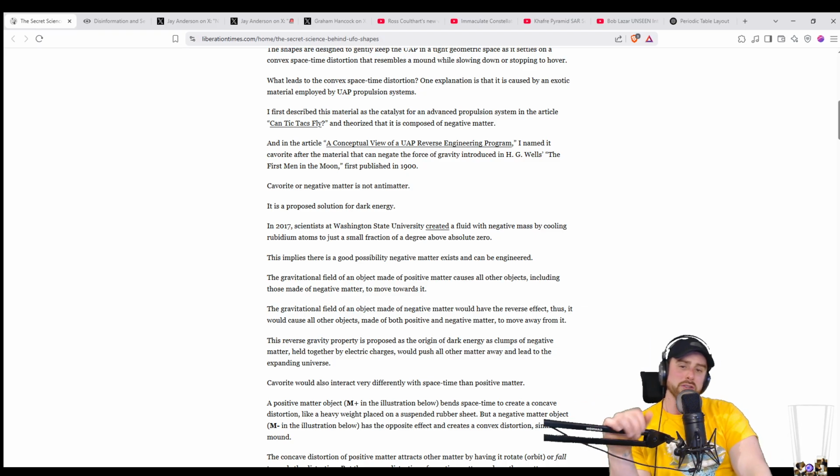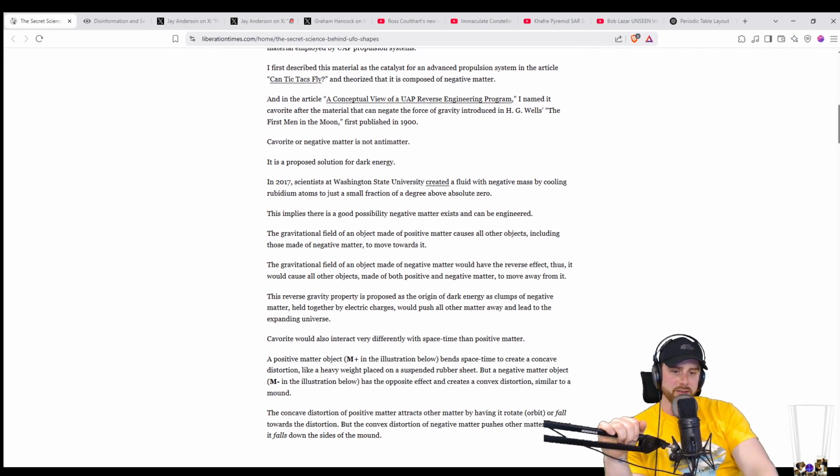The gravitational field of an object made of positive matter causes all other objects, including those made of negative matter, to move towards it. The gravitational field of an object made of negative matter would have the reverse effect. Thus, it would cause all other objects made of positive and negative matter to move away from it. This reverse gravity property is proposed as the origin of dark energy, as clumps of negative matter held together by electric charges would push all other matter away and lead to the expanding universe.